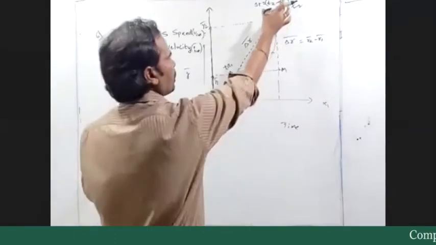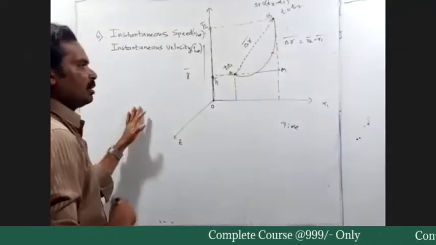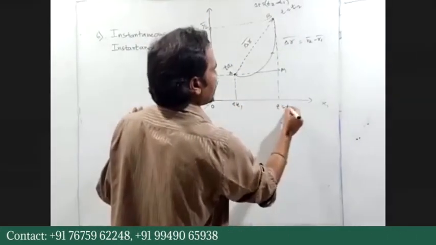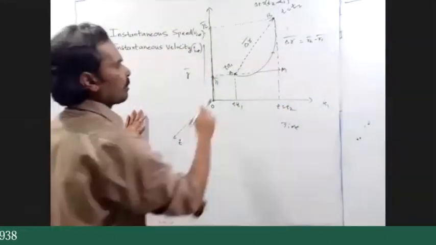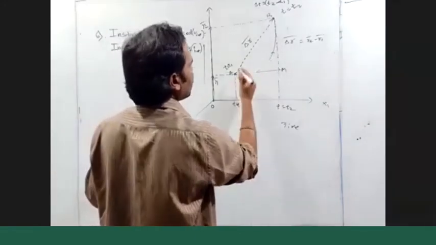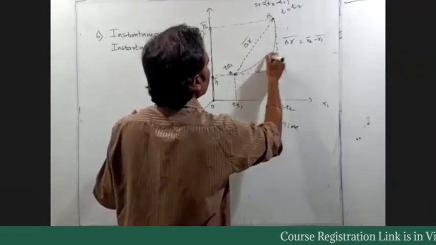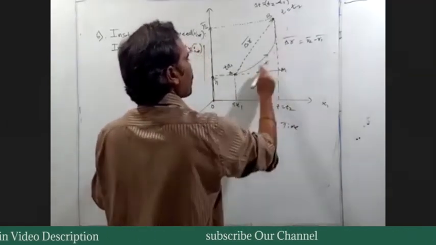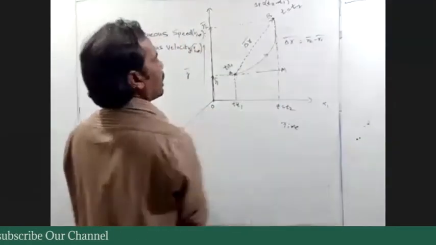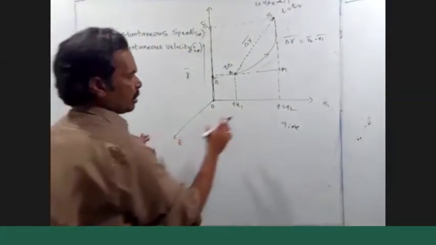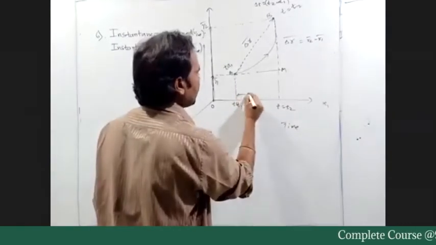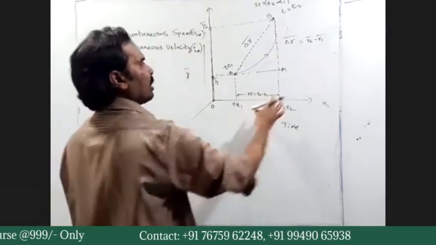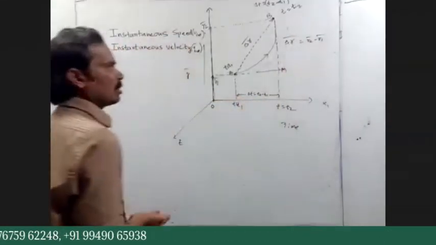In which time interval? The t2 minus t1 time interval. So here, this is t equal to t1, and this is t equal to t2. You can take the graph like this. So the particle is moving along this path like this, right? So here, the time interval is delta t equal to t2 minus t1. In this time interval, the change in position is delta r equal to r2 minus r1.